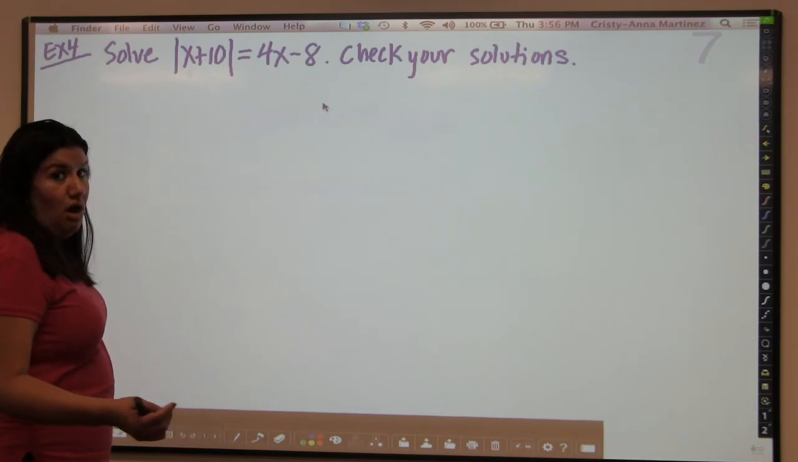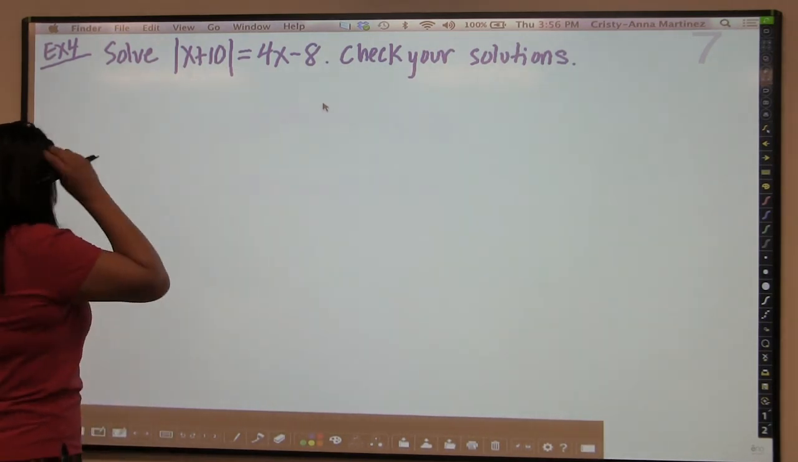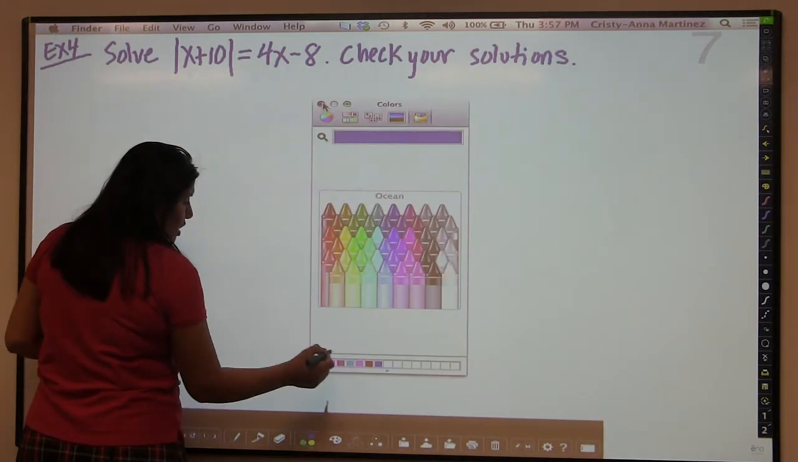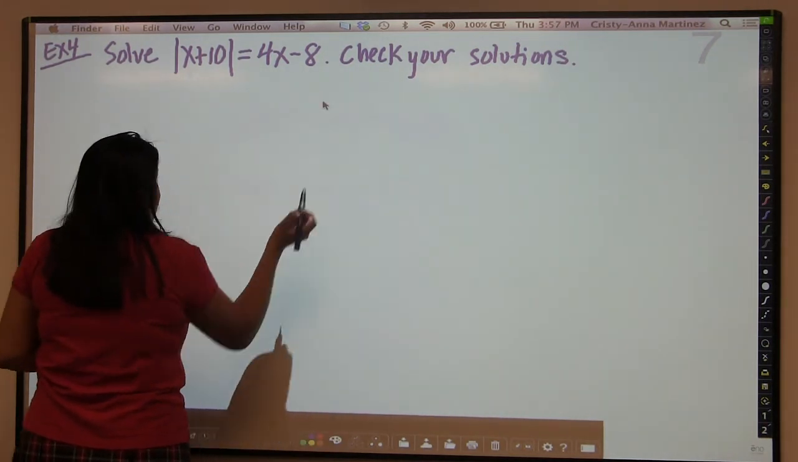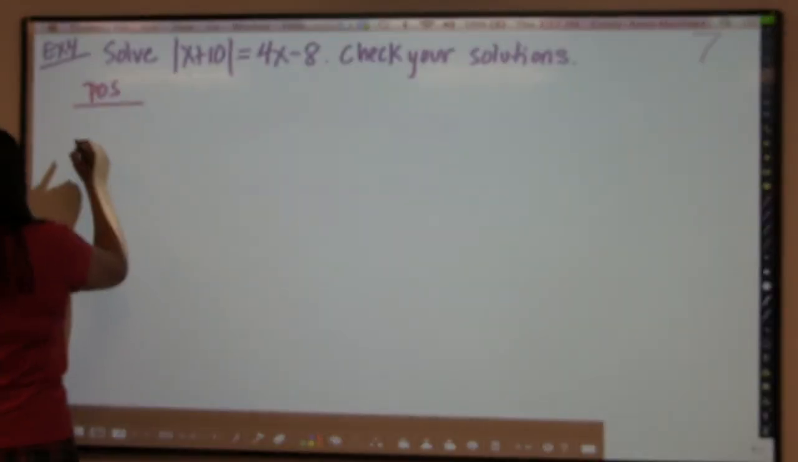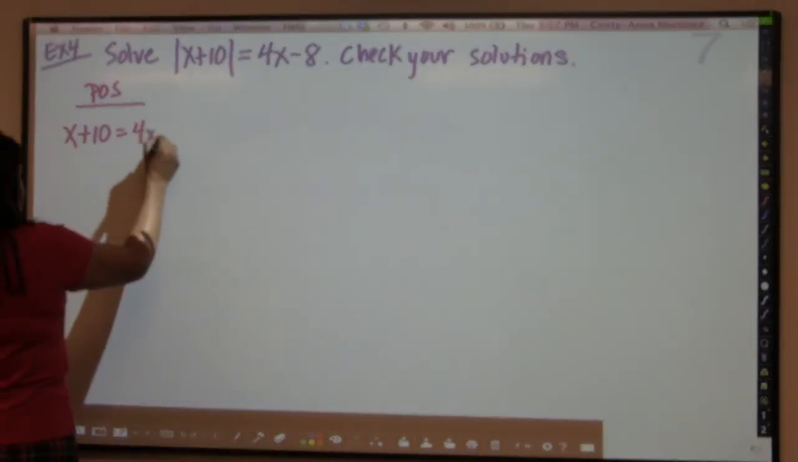So we didn't do anything wrong mathematically, but it just didn't work. We call that an extraneous solution. So let's begin here. We're going to start with our positive case, and I'll show you how to handle these extraneous solutions. The positive case is to take x plus 10 equal to 4x minus 8.